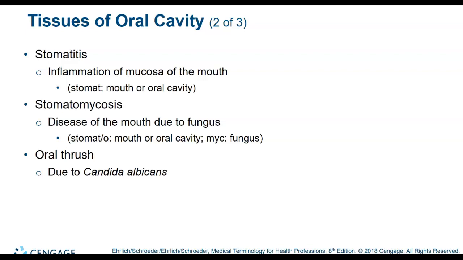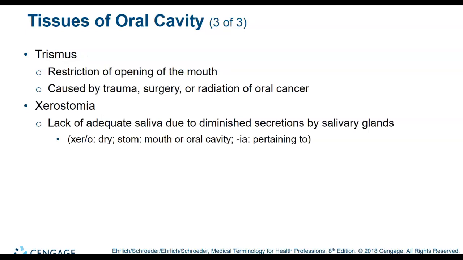Oral thrush, again, it's candida, and we see that a lot of times in little ones. Trismus is actually a restriction of opening the mouth. This can be caused by trauma, some type of surgery, or radiation of oral cancer. And then xerostomia is actually a lack of saliva due to something happening to the salivary glands. They're just not producing enough saliva for us.